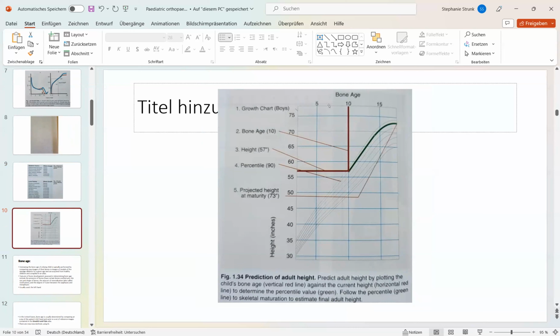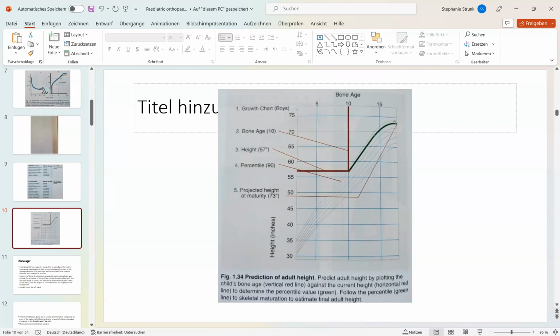This is the chart for boys. You put a red line down here. And how tall is he right now? This is unfortunately in inches, so you have to calculate that, reverse that into meters and centimeters. Then you pull a line over here, and then you follow this growth line, and then you will know how tall this boy is probably going to be.